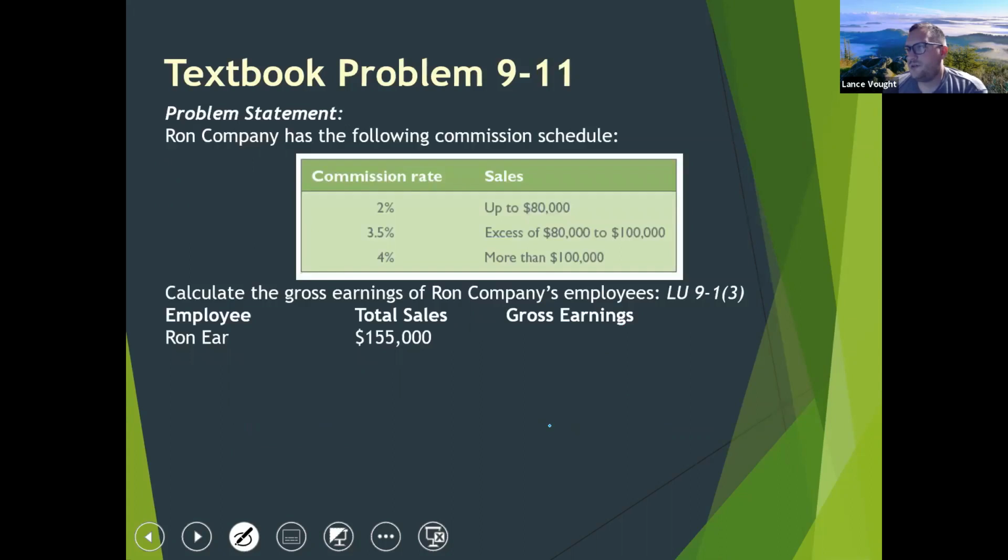So here's one with a commission. This one's straight commission. That means that you're just multiplying the commission rate times however much they made in commission sales. There's no salary here. But this is a scaled commission rate, so we don't just do a straight multiplication. We got to piece it up.